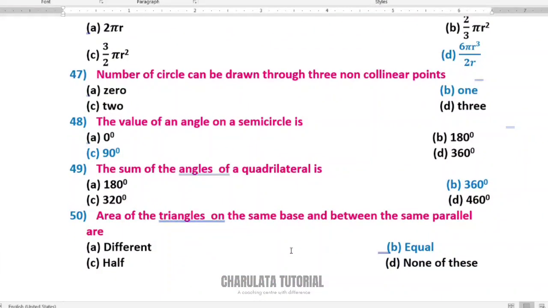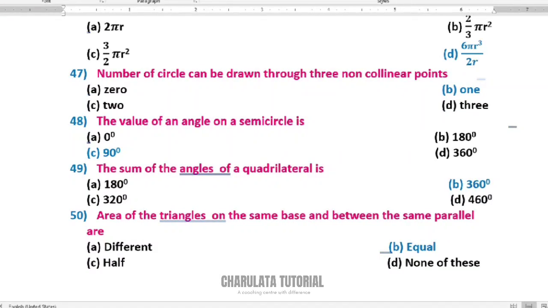The value of an angle on a semicircle is, we know that the value of an angle of a semicircle is 90 degree. The sum of the angles of a quadrilateral is, the sum of the angles is 360 degree by angle sum property. The area of a triangle on the same base and between the same parallels are equal.